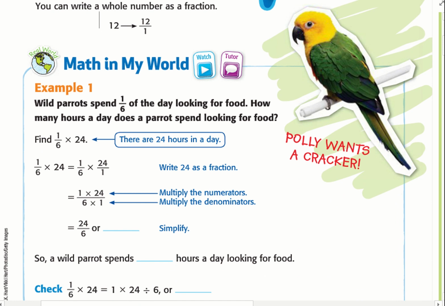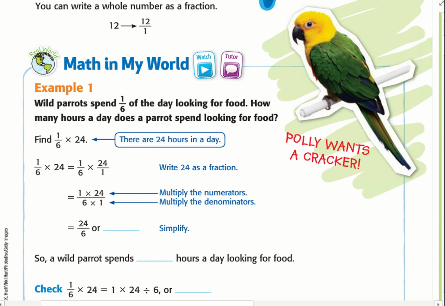So example 1, wild parrots spend a sixth of the day looking for food. How many hours a day does the parrot spend looking for food? So we're going to multiply 1/6 times 24. So 1/6 times 24, we're going to change 24 into a fraction, so this would be an improper fraction.